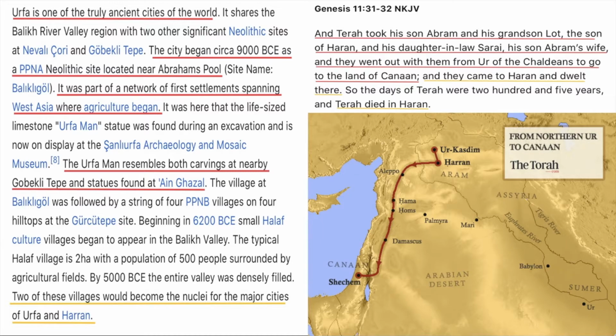So what's interesting about this is, again, Ur and Haran being two famous major cities around the same time period fits with Genesis chapter 11 that Abraham migrates from Ur to Haran. And I'm just going to read what it says.